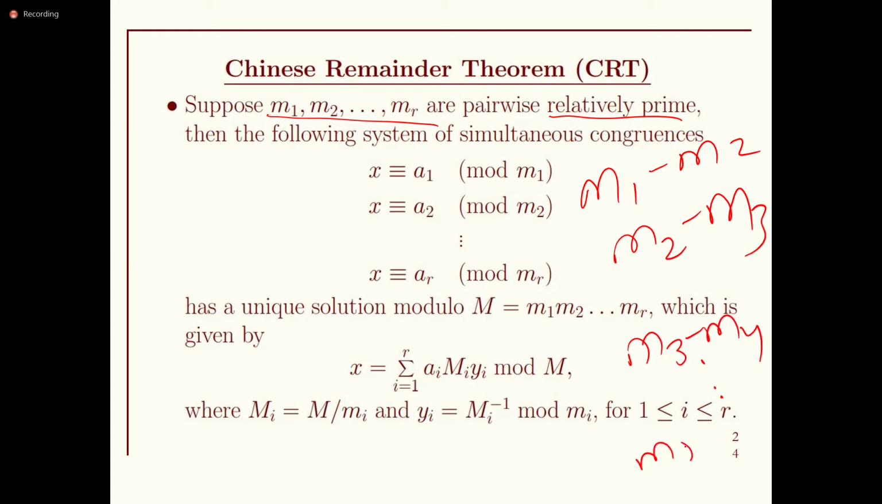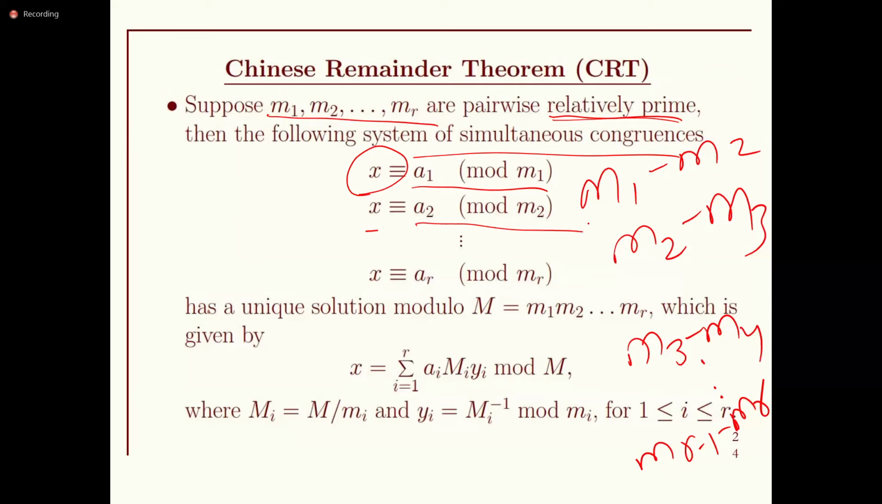So finally, M_R minus 1 is relatively prime to M_R. If this condition is satisfied, meaning if the given set of numbers are relatively prime, then there will be an integer X which is congruent to A1 mod M1, and the same number X is congruent to A2 mod M2, and X is congruent to A_R mod M_R. Then we need to find the X value.